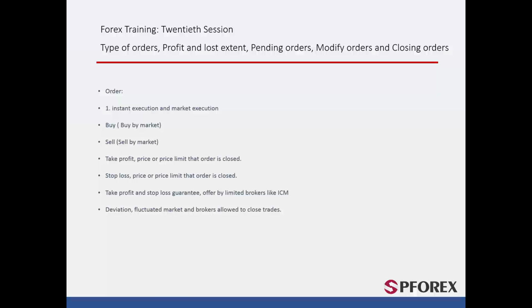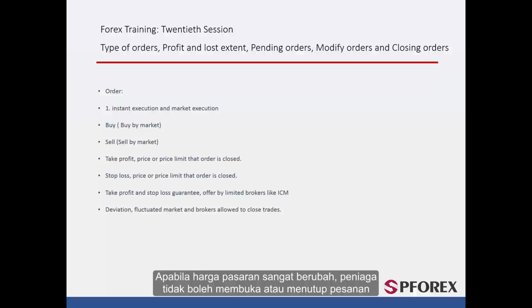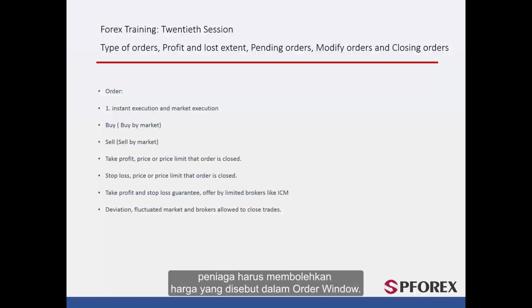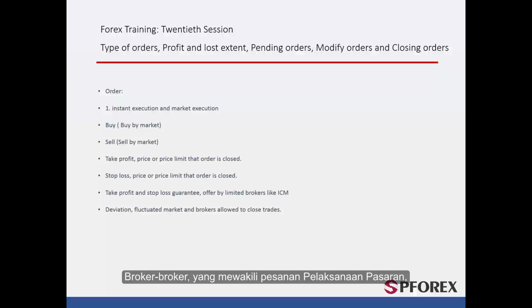Deviation. When the market price fluctuates extremely, a trader cannot open or close an order at the exact desired amount. Thus, a price change or requote happens. To allow a broker to close or open an order at an approximate amount close to the desired price, a trader should enable the deviation option in the order window. This option is available on brokers which provide instant execution orders. Brokers who offer market execution orders already apply this option to all orders.